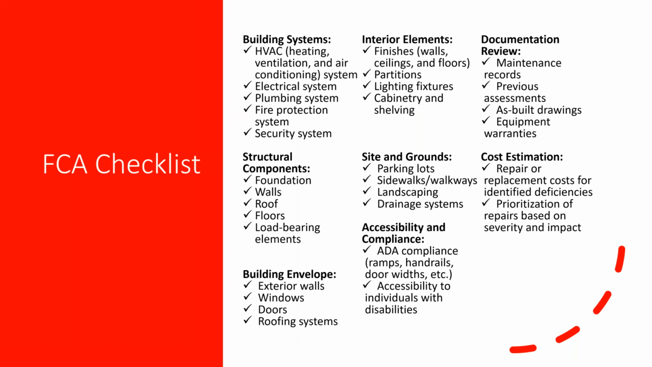You've got building systems, so your entire system for your HVAC, all of your electrical system, plumbing, all of the building-specific systems that keep your buildings functioning. Also the structurals I mentioned: walls, roofs, load-bearing elements, all of that information, building envelope, exterior, windows, doors, all of that. You can see there's a big list here, but all of these make up that FCA and what we traditionally see in FCA checklists.